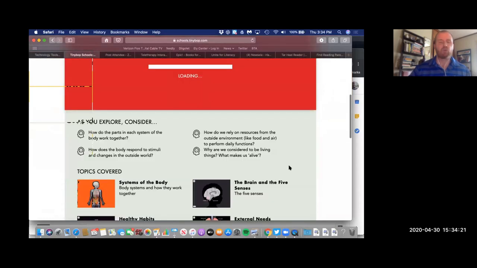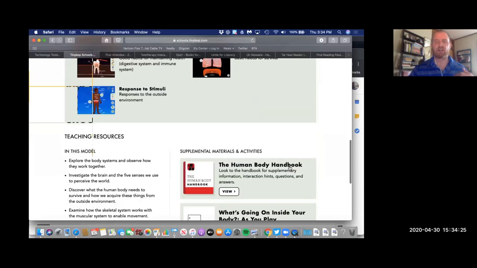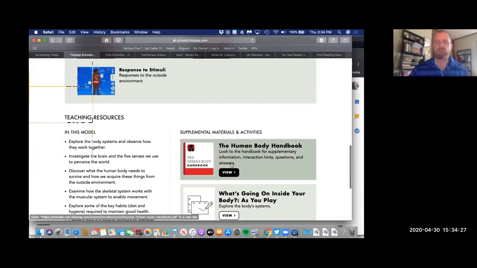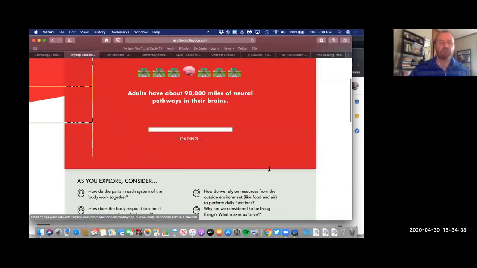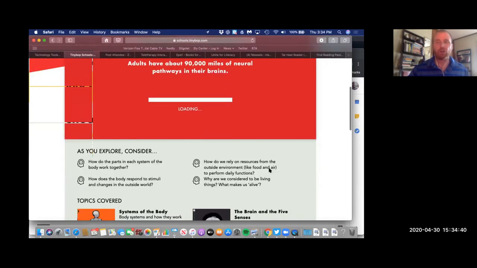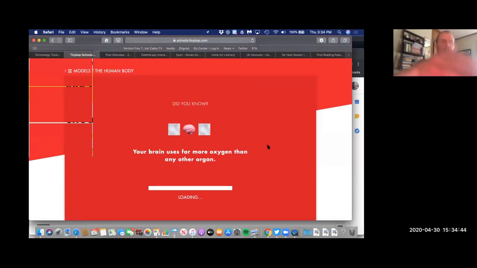And each website or each model has some teaching resources here. There's a handbook. I strongly encourage you to take a look at the handbook. The handbook could also be used as a following activity because it's written in kid-friendly language. This one in particular may not load because of technical difficulties here, and we're screen sharing and we're in a webinar. It might do better on yours.